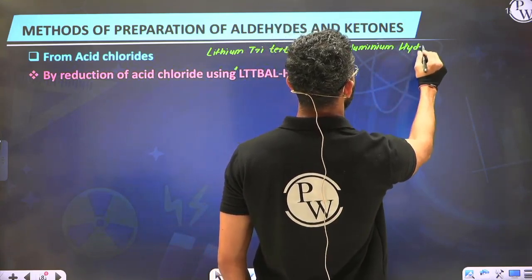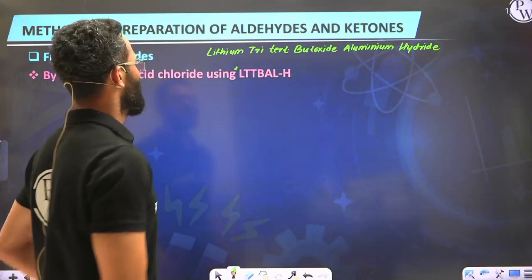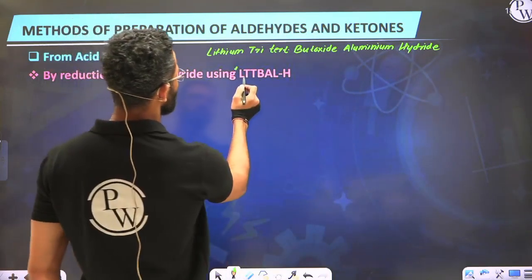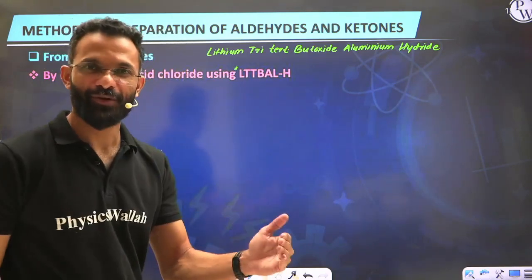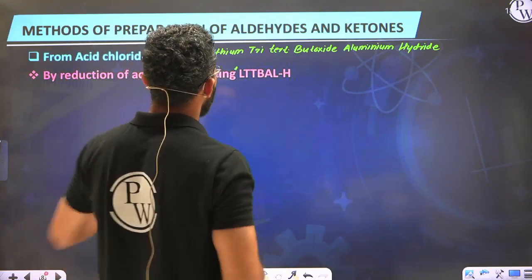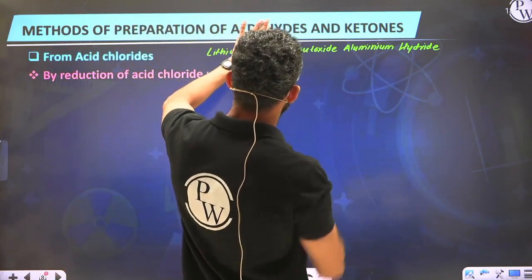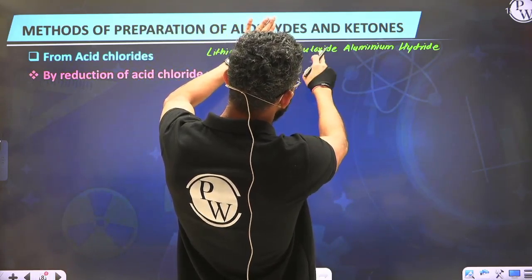So as you can see, the name is also suggesting that it is a hydride donor. I repeat, LT-TBAL-H stands for lithium tri-tert butoxide aluminium hydride. If I structurally try to write it down, forget about lithium, forget about tri. Tert butoxide. Look at that. Tert butoxide, how many? 3.